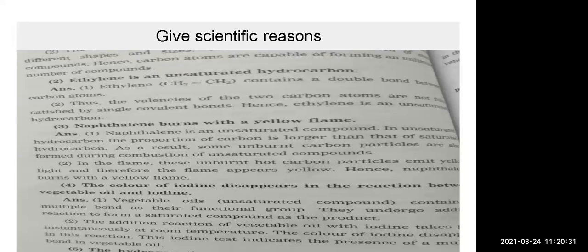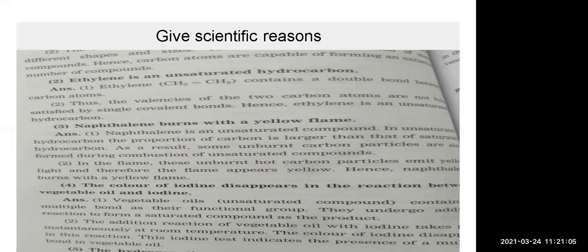Addition reaction takes place means what? In that case, if you add some hydrogen, the double bond will be removed. So here in this case, what happens? They undergo addition reaction to form a saturated compound as the product. So the addition reaction of vegetable oil with iodine takes place instantaneously at room temperature. So the color of the iodine disappears in this reaction. So this iodine test indicates the presence of a multiple bond in the vegetable oil. In this way we can take the test.